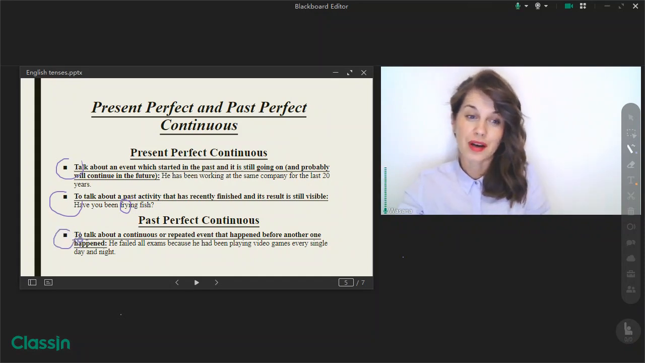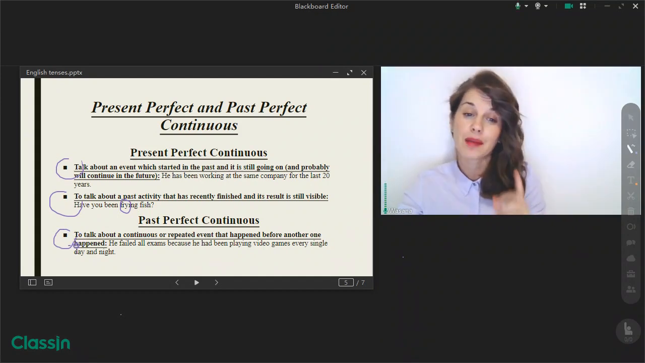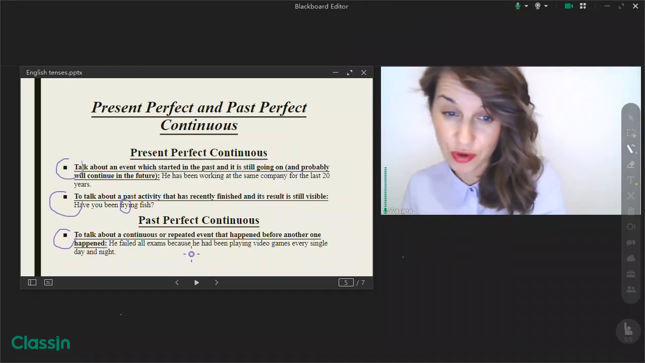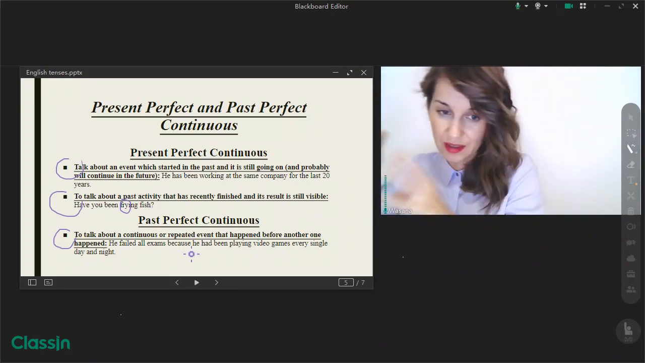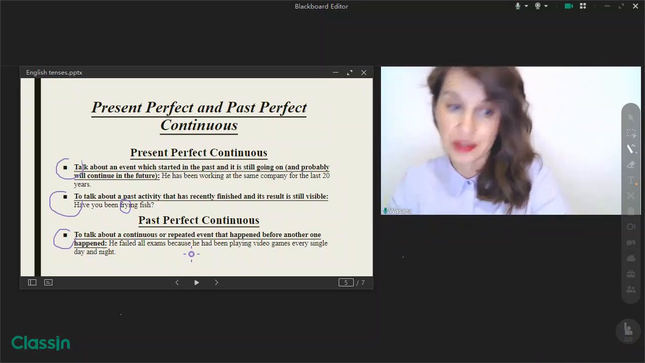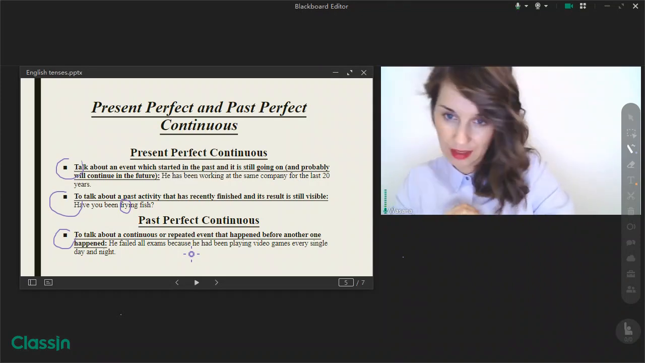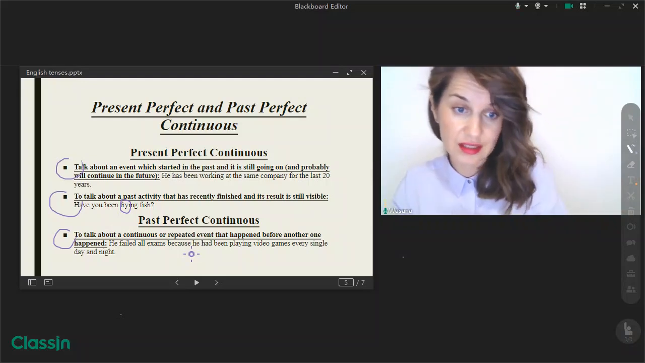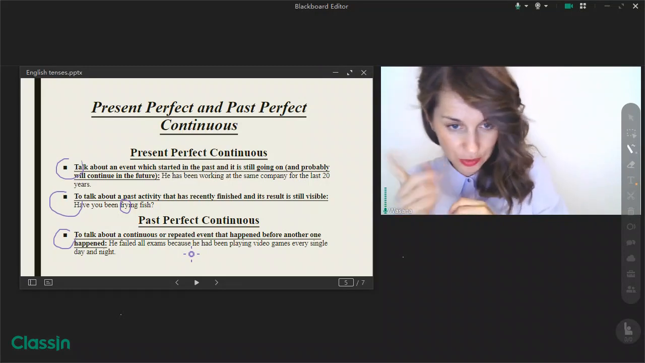Past perfect continuous, again similar to past perfect simple. We use it to talk about a continuous or repeated event that happened before another one happened. So when we want to emphasize that some event happened before another one, but it was continuous and repeated, lasted a while, we need past perfect continuous. He failed all exams because he had been playing video games every single day and night. Or this is obvious. This guy failed his exams because he had been playing video games too much. Shame on him.